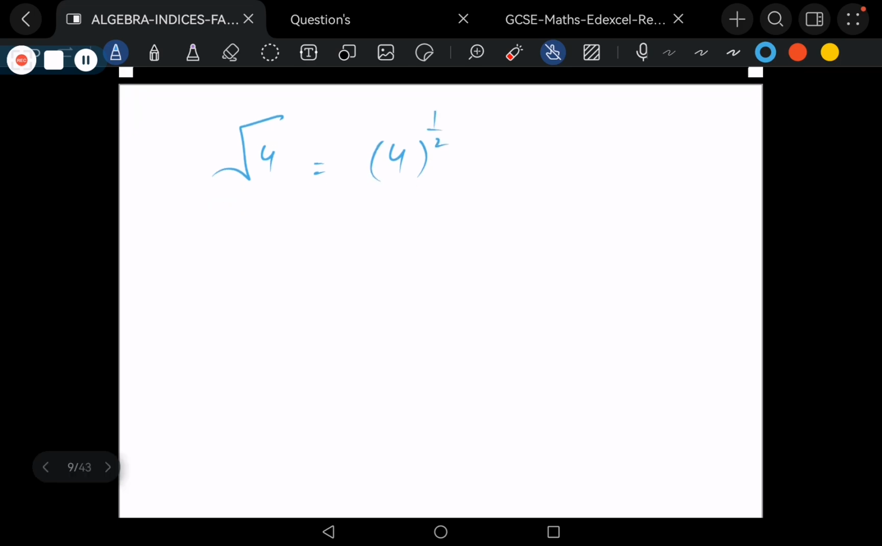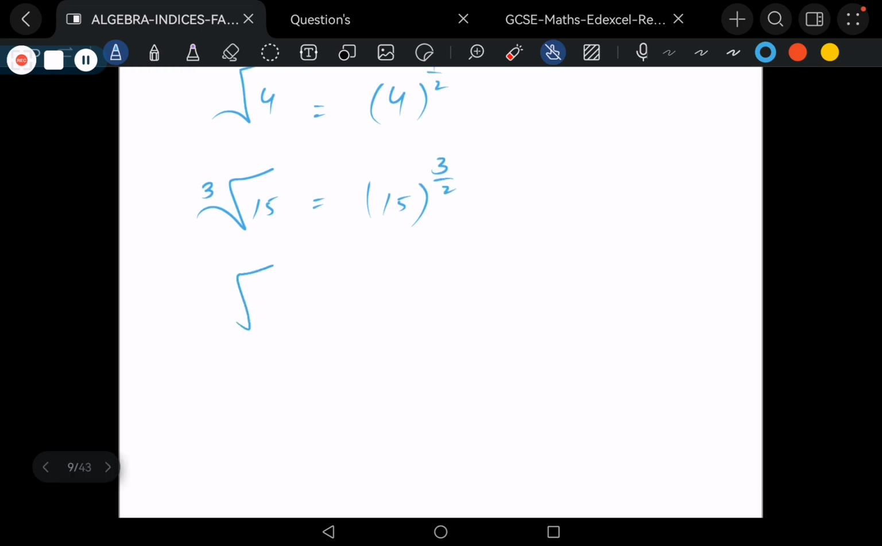For example, we are having the number square root of 4. Square root of 4 means 4 power 1 by 2. If we are having 15 and here is 3, it means that the number that is here is 3. So it means that I am talking about cube roots. Cube root will be 15 whole power 3 over 2. Make sense? If we are having 25, it means that there is no number here. There is no number.